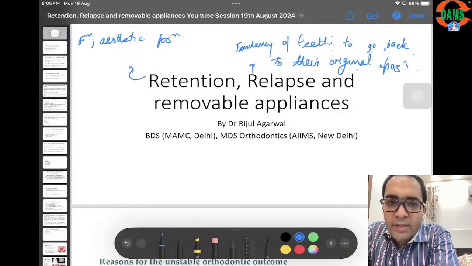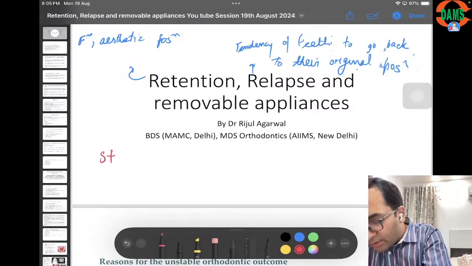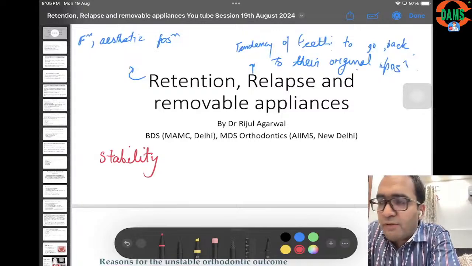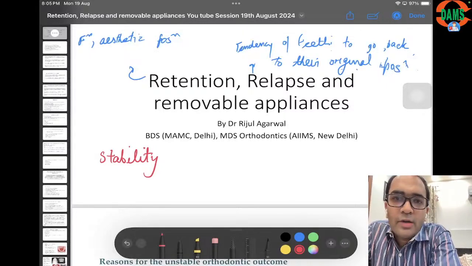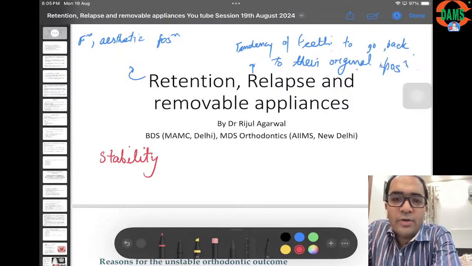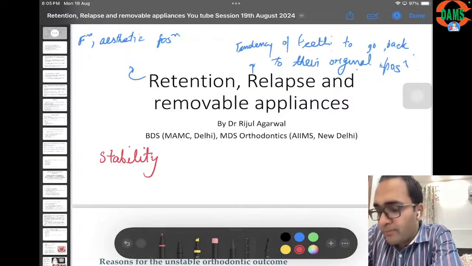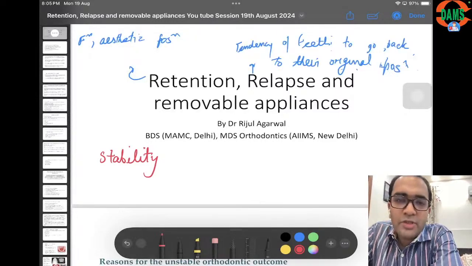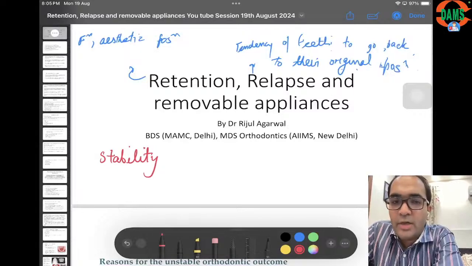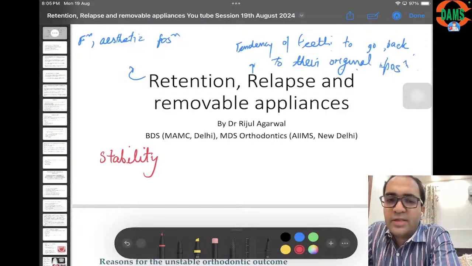The third thing which comes under this is stability. The results which we have achieved should be stable. The orthodontic treatment result which we have achieved after working for, say, 1.5 years, we all know how long orthodontic treatment takes, should be stable. So what are the factors which influence this retention and relapse, and how can we retain our treatment using various appliances? We'll be discussing that.